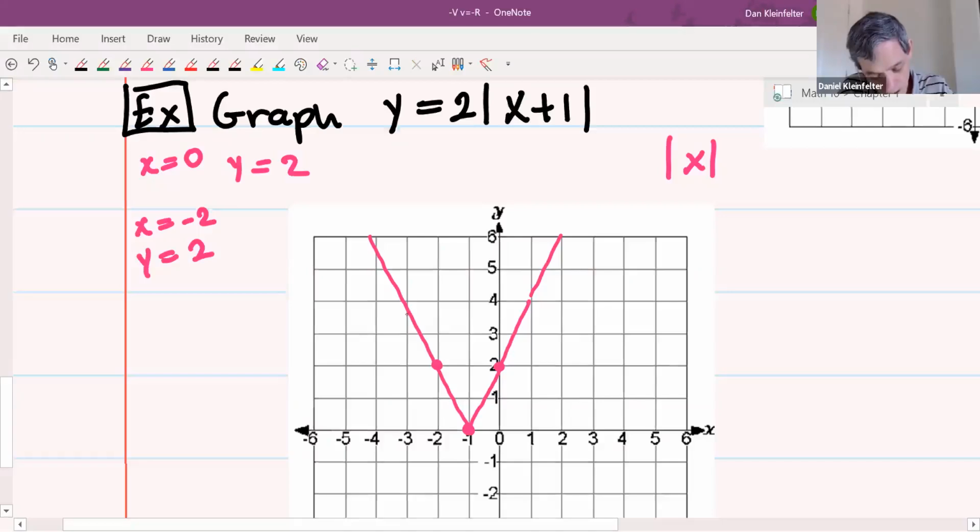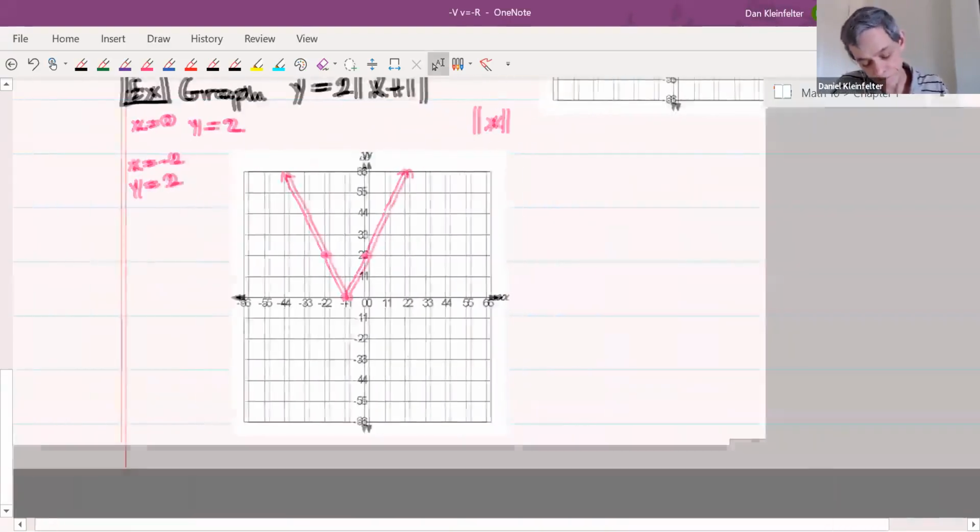Okay, the slope of each piece now is 2 rather than 1. So for each piece, I'm going up 2 and right 1. All right, so relative to our regular absolute value graph, this one is going to be a bit steeper.